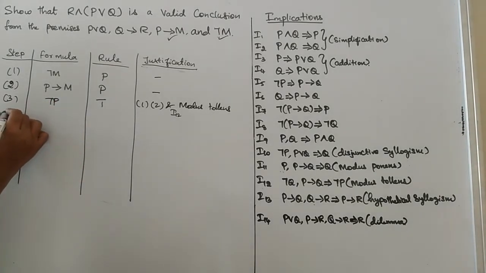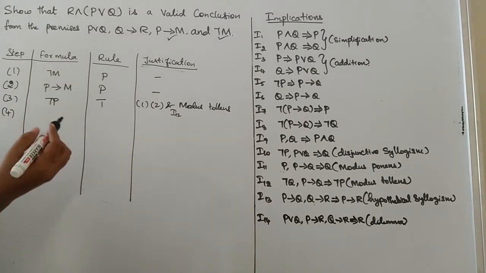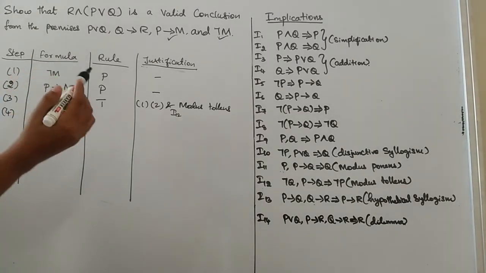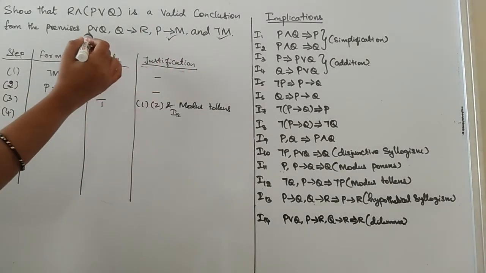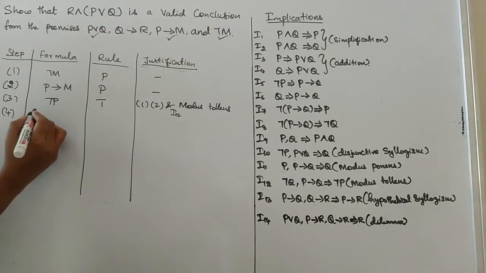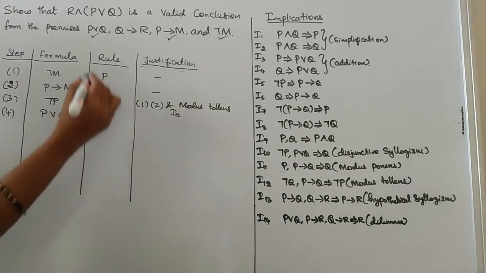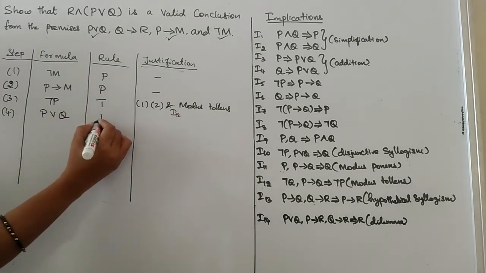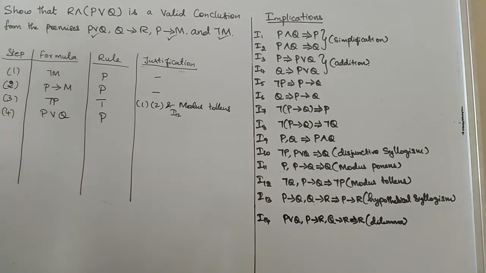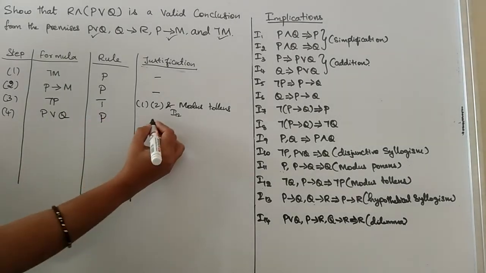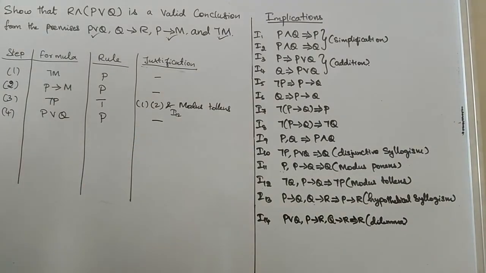Next I have to include the premise which involves the statement P. Since I have already processed this one, I am going to introduce this one. So here I am introducing P or Q as per rule P. I have to mention P here, and there is no need to mention a reason for this one.